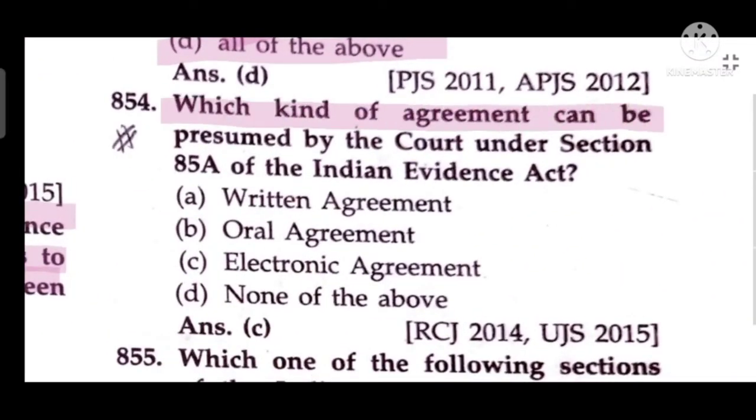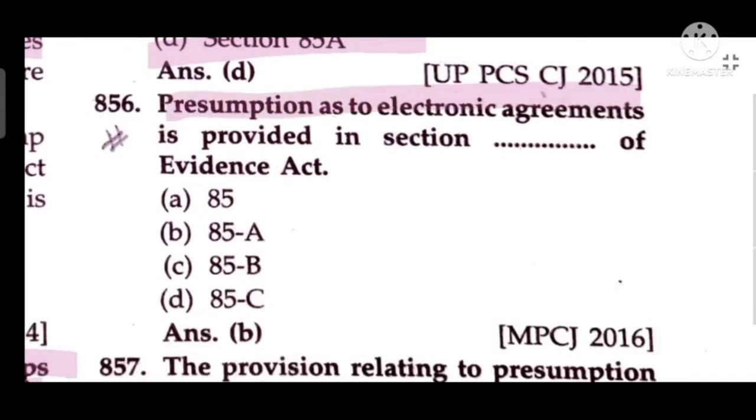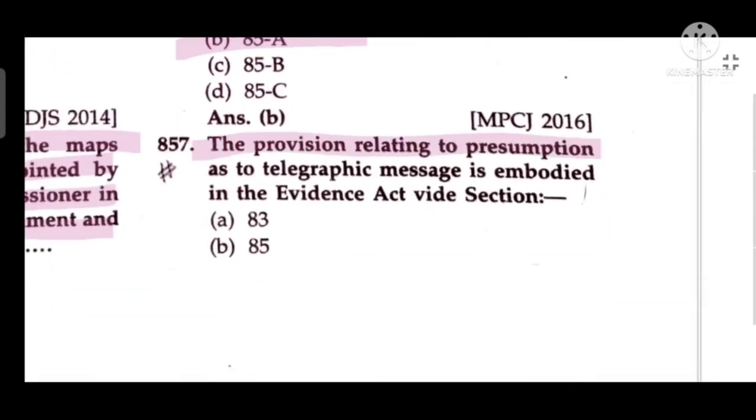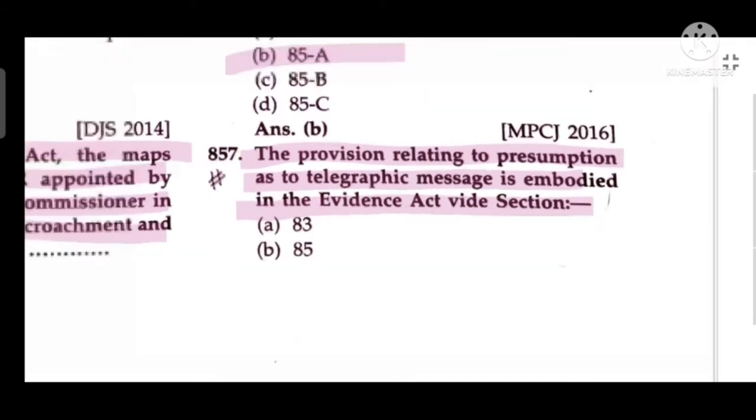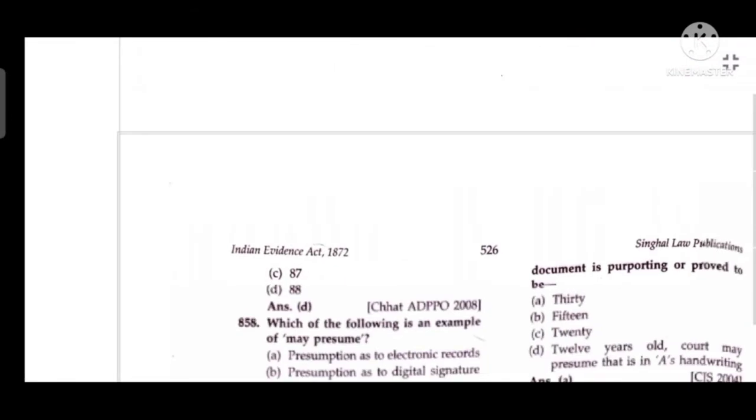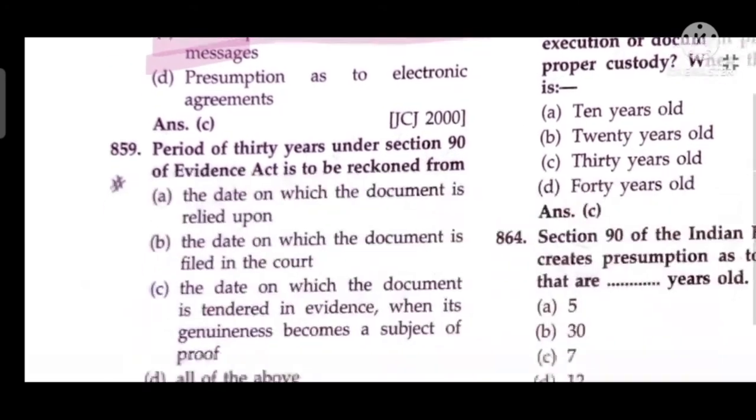Which kind of agreement can be presumed by the court under Section 85A of the Indian Evidence Act? Electronic agreement. Which section of the Indian Evidence Act 1872 relates to the presumption of electronic record? Section 85A. Provision related to the presumption as to telegraphic message is embodied in the Indian Evidence Act via Section 88. Which one of the following is an example of may presume? Presumption as to electronic document.